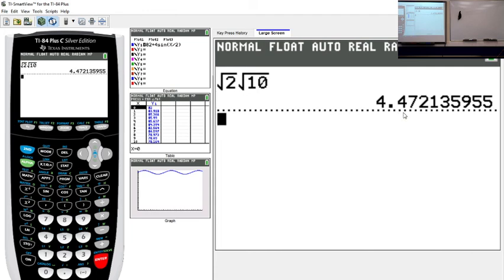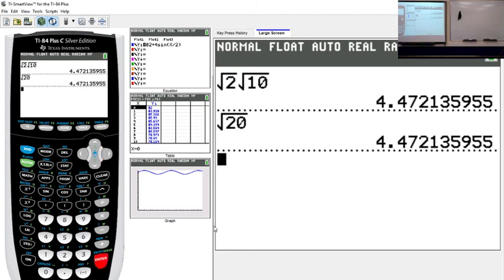Keeps going. All right, what I do care about is that whatever I say this simplifies to should equal that long decimal. So if you're not sure if you're simplifying it correctly, then what I could do is say, okay, I think that square root of 2 times square root of 10 should be square root of 20. So let's put in square root of 20 and see what we get. And we're hoping that it matches the decimal we just got. Does it? Oh, yes, it does.